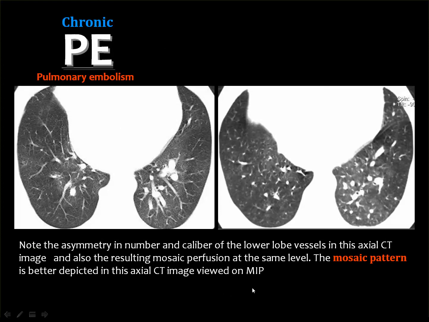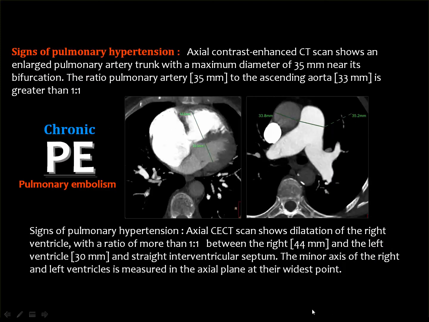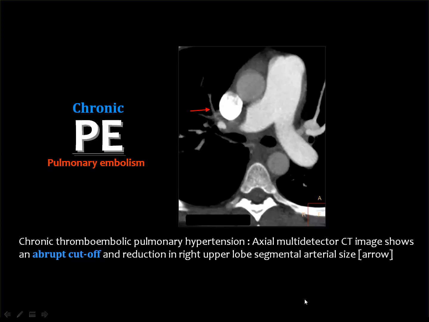And in the lung parenchyma, you have the mosaic appearance, which means that there are areas of lung perfusion alternating with areas of lung ischemia. And in the measurements of the pulmonary artery and the heart, I have mentioned before the diameter of the pulmonary artery compared to that of the aorta, the diameter of the right ventricle compared to that of the left ventricle, the marked dilatation of the right atrium.